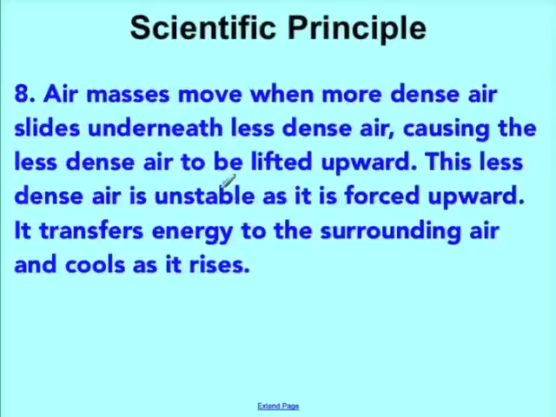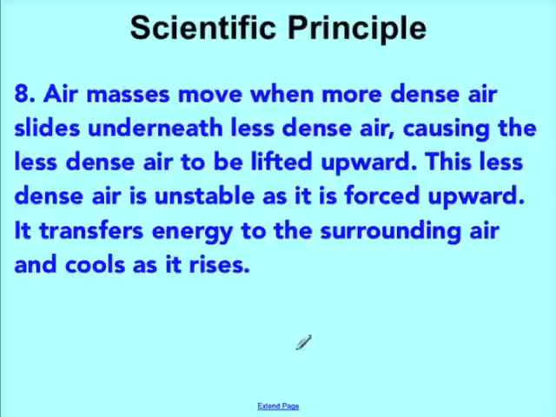Okay, so here is the last scientific principle. Air masses move when more dense air slides underneath less dense air, causing the less dense air to be lifted upward. This less dense air is unstable as it's forced upward. It transfers energy to the surrounding air and cools as it rises. So when we go through this, air masses move when more dense air slides underneath it. So that's what causes the weather to move. That's what causes the systems to move around. That's what gives us our weather and why it's different from day to day.